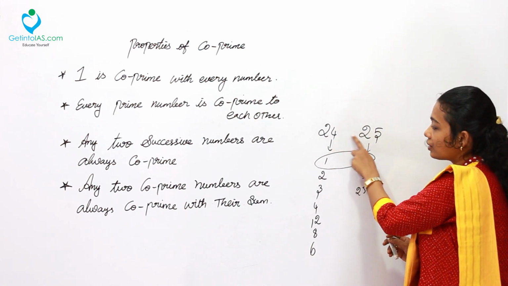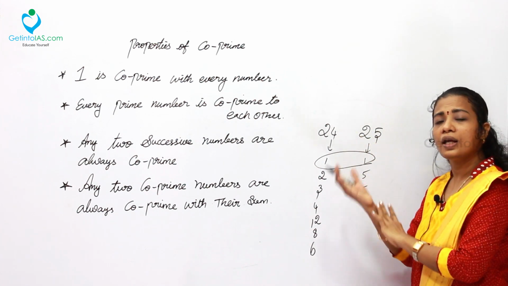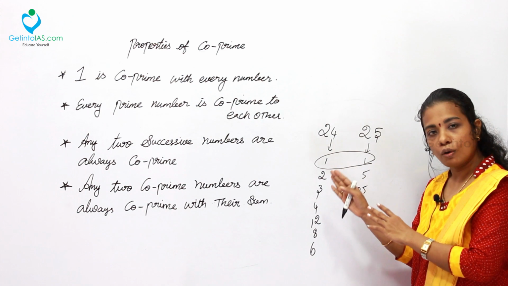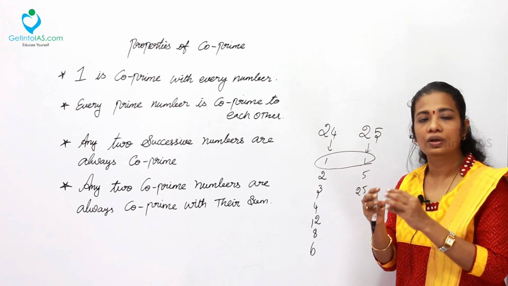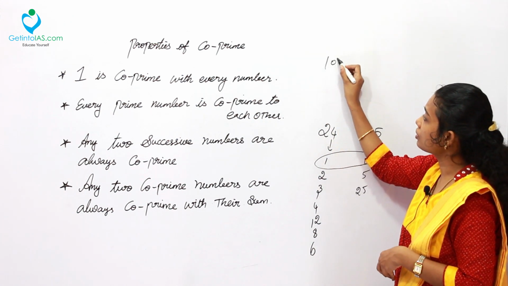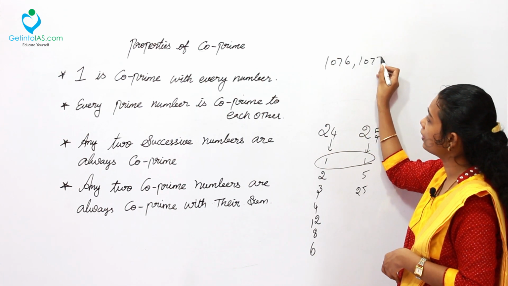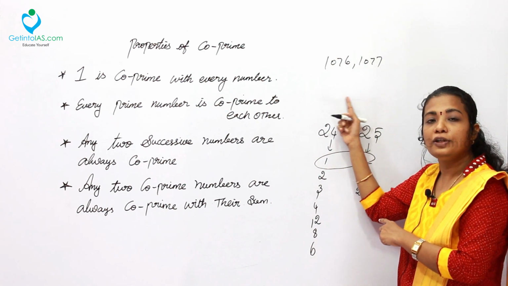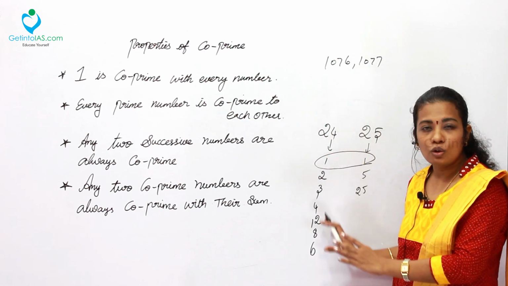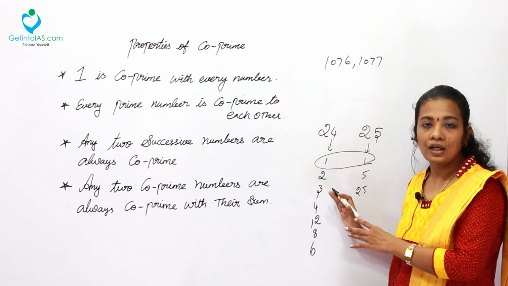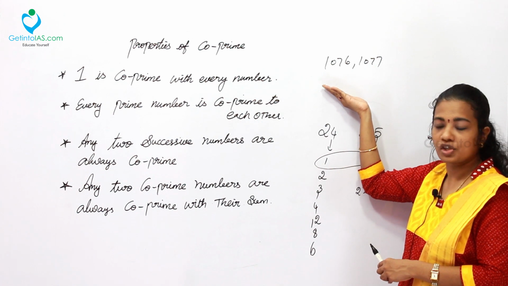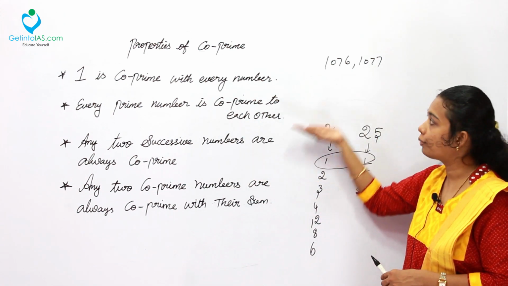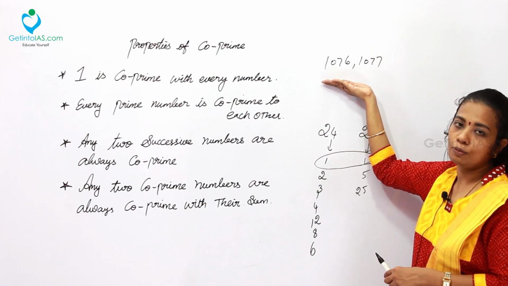So you can take any two successive numbers, and definitely they will be co-prime to each other. In the examination, if they give the question 1076 and 1077, the next number is 1077, right? Whether this set of numbers is co-prime or not, without doing any calculation, you can answer this question by using the property that any two successive numbers are always co-prime. So this is a set of co-prime numbers.